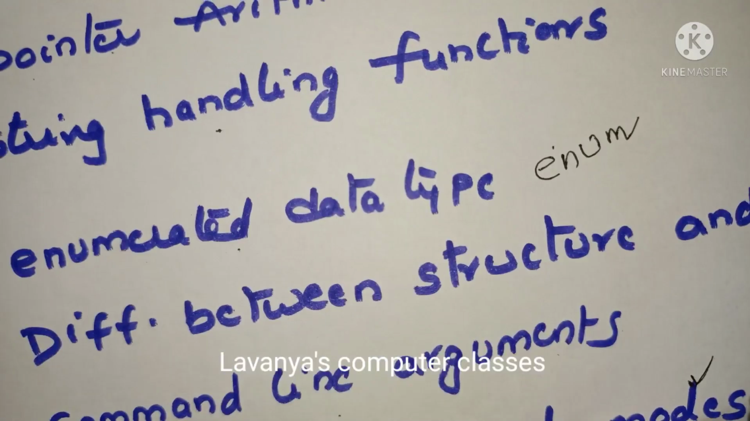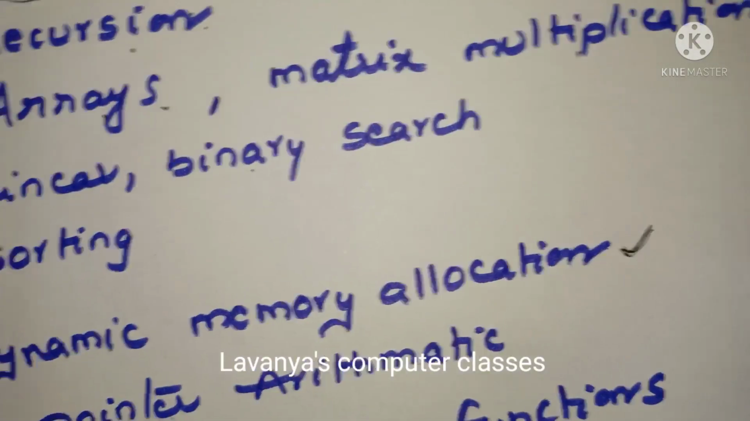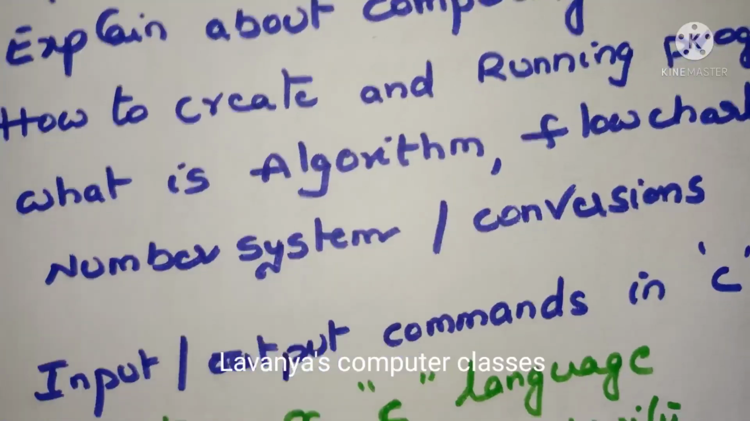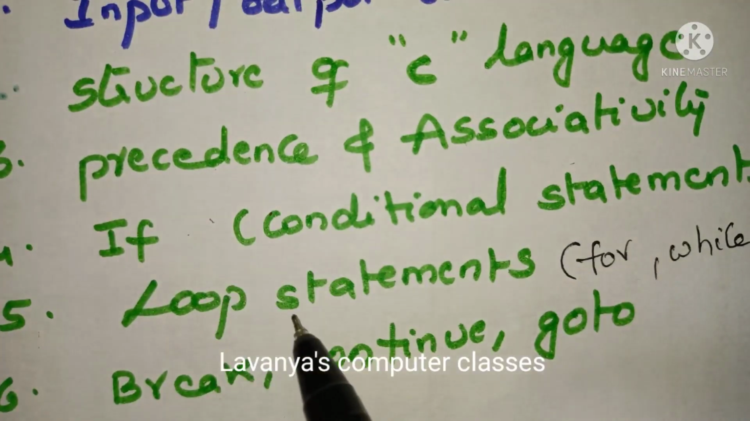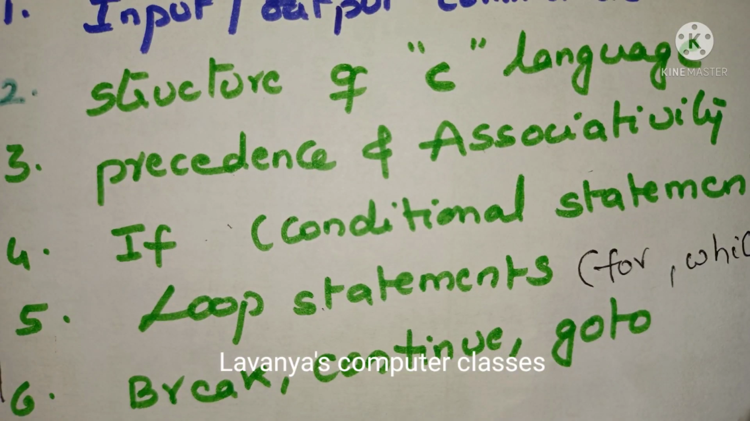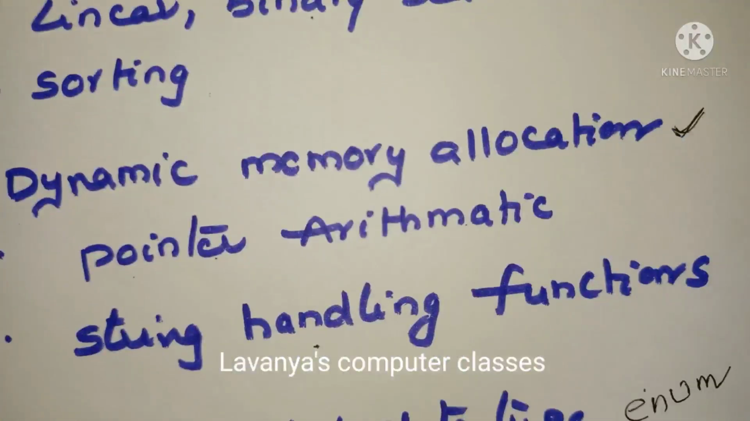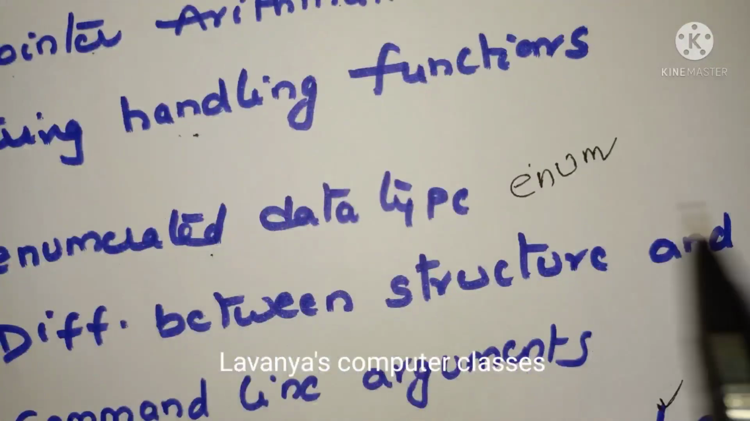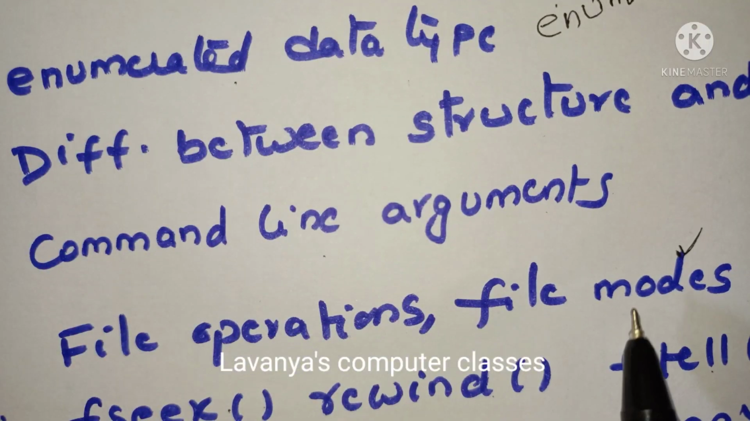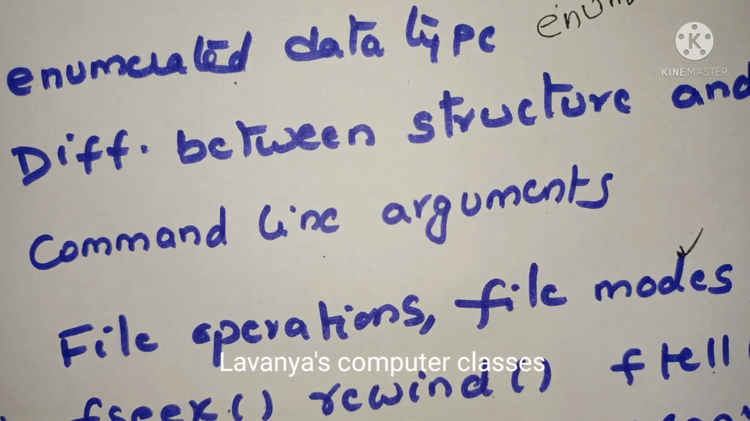So these are the important questions in C language. So concentrate more on input and output commands in C language, structure of C language, if statements, loop statements, arrays, functions, recursion function, and then dynamic memory allocation, string handling functions, enum, difference between structure and union, file operations, file modes, command line arguments. If you read these questions, you easily get a good score.